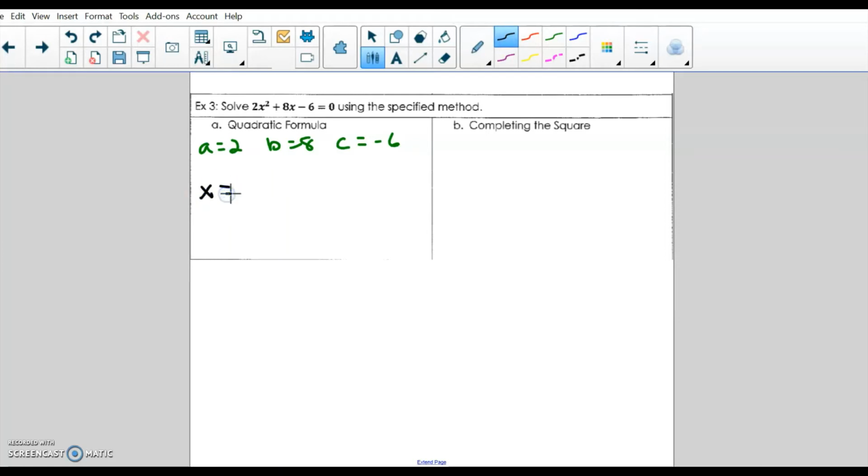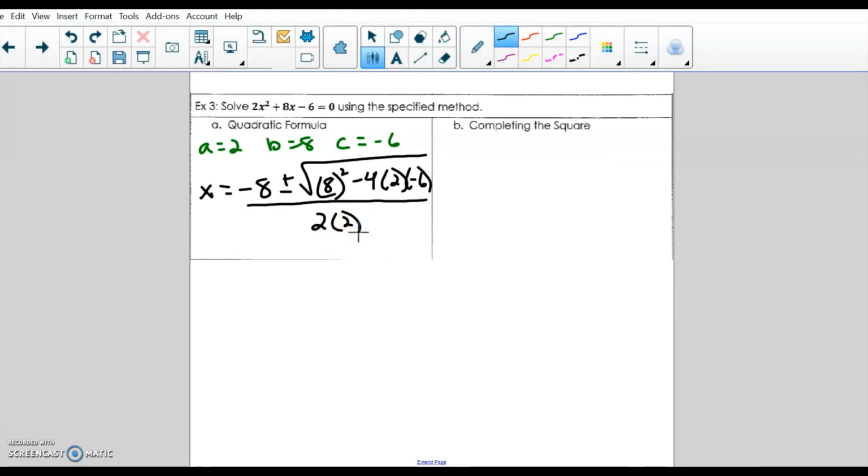X equals negative B. So change the sign of 8 plus minus 8 squared minus 4 times 2 times negative 6. All divided by 2 times 2, which is the A value. So let's kind of simplify that, get our calculator ready. Negative 8 plus minus the square root of all over 4. So let's see what this calculates.